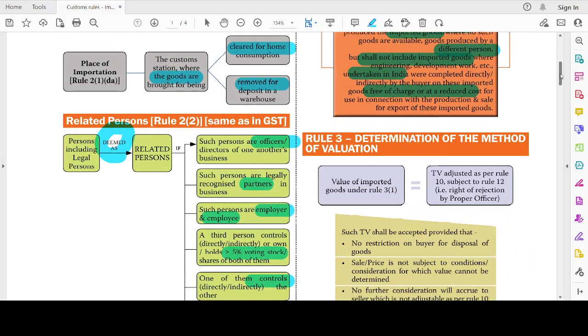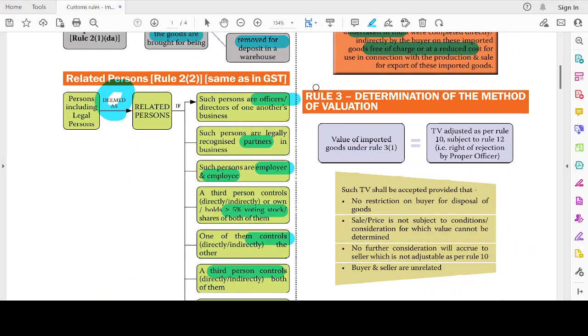Now, Rule 3 is the first rule: determination of the method of valuation. The first one is the determination of which method I have to check. That is Rule 3. Value of the imported goods under Rule 3 is equal to the transaction value adjusted as per Rule 10, subject to Rule 12. Transaction value is nothing but transaction value as per Rule 10, subject to Rule 12.